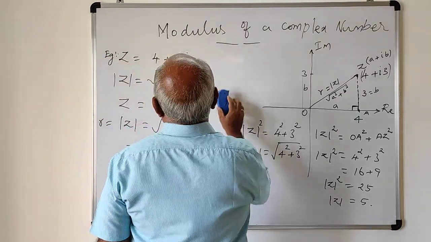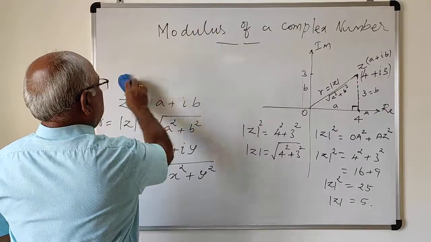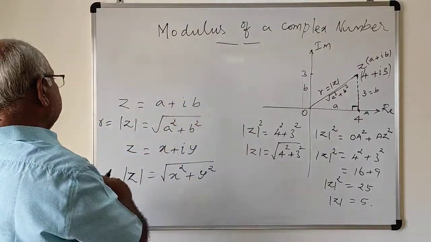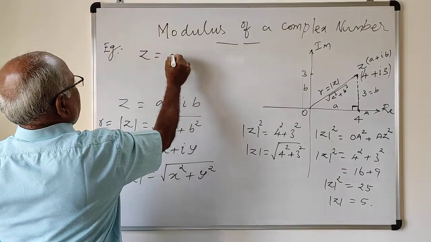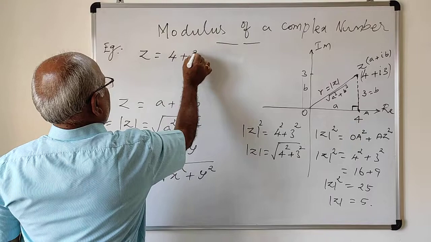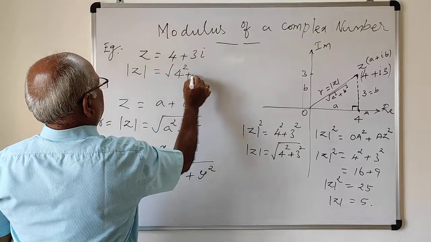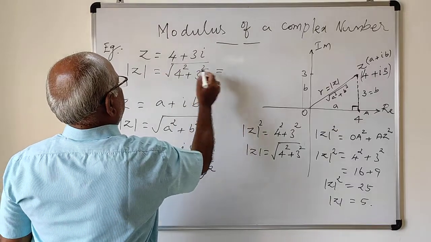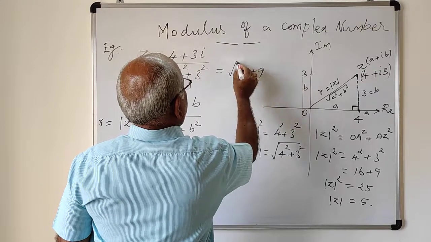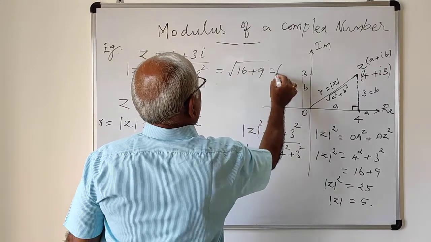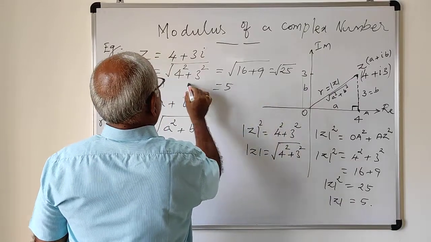Now, one more example. Suppose we consider Z as 4 plus 3i. What is mod Z? Root of 4 square plus 3 square, that is 16 plus 9, 25, root of 25, that is equal to 5. This is your mod Z.